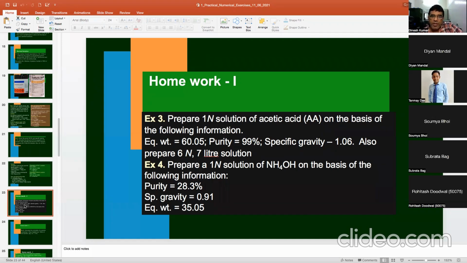Simple. Prepare one normal solution of ammonium hydroxide on the basis of the following information: purity 28.3%, specific gravity 0.91, and equivalent weight 35.05. So you can do these numericals, type them, do it in a Word file, and finally convert it into PDF so that your practical record will be there, and that can be used by you.